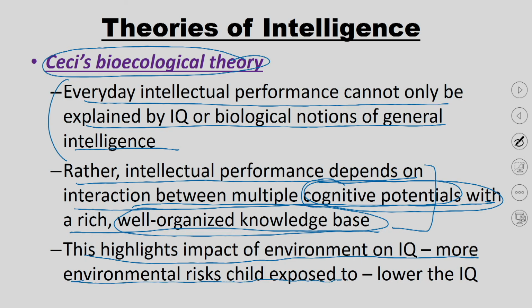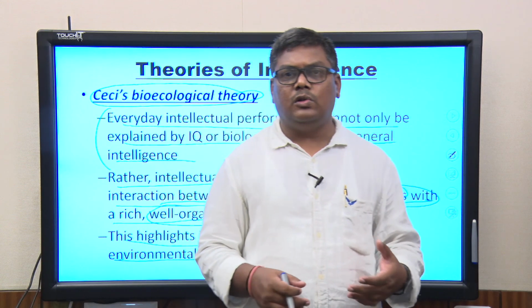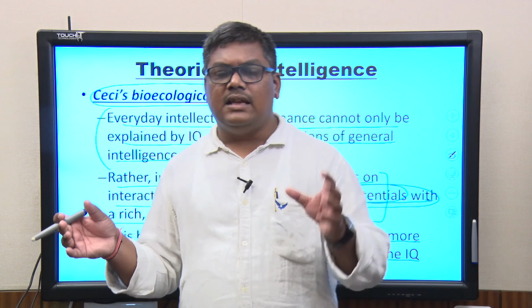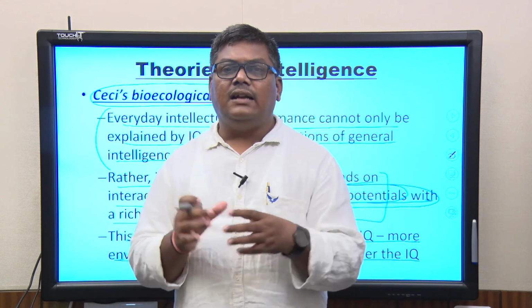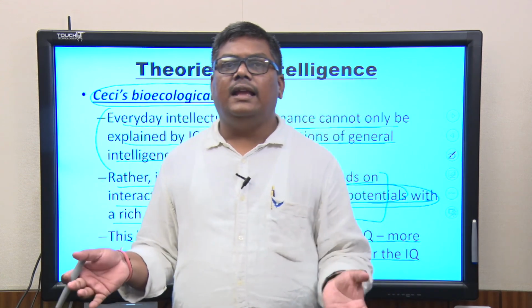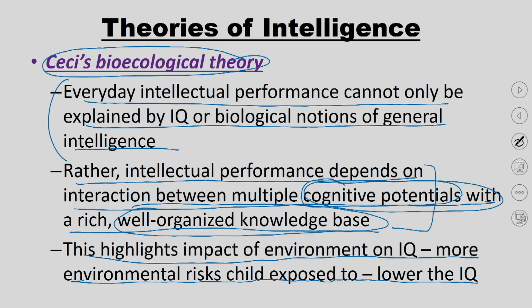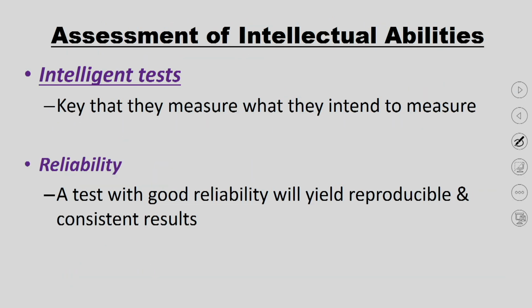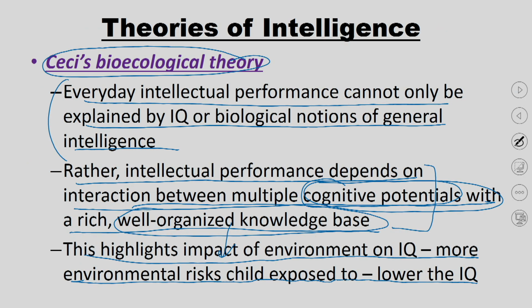The more environmental risk a child is exposed to, the lower the IQ. And so, this theory says that the environment has a lot of role to play. So, not only your cognitive abilities, but the rich base that you have will combine together to form your intelligence, and this well organized knowledge base actually comes from the environment. So, if you are in a very promising environment, you will actually turn out to be very good, and if you are in a very deprived environment, you will turn out to be maybe not so intelligent a person.